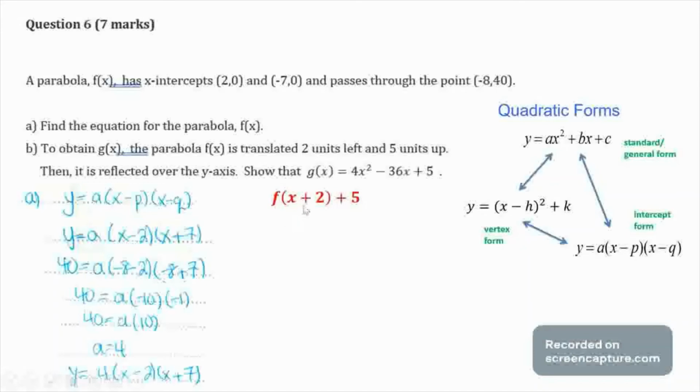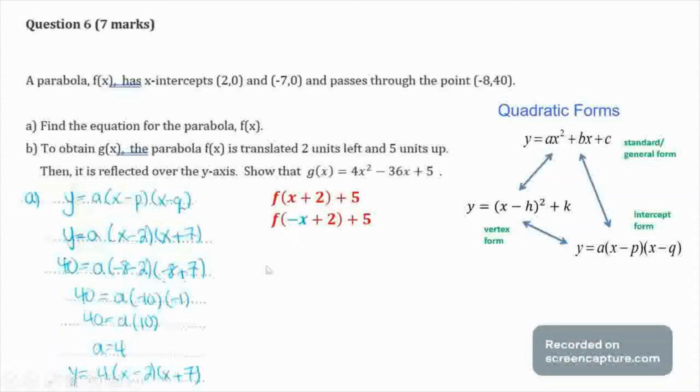So that means we have to take the f function, 2 units left, we put x plus 2, and 5 units up. So we're doing this to our function, right? Okay, and then it is reflected over the y-axis. So then reflected over y-axis, the x is replaced by negative x, because to reflect over the y-axis, we're making all x values negative. So that's why we substituted negative x for that. So there's our transformations.